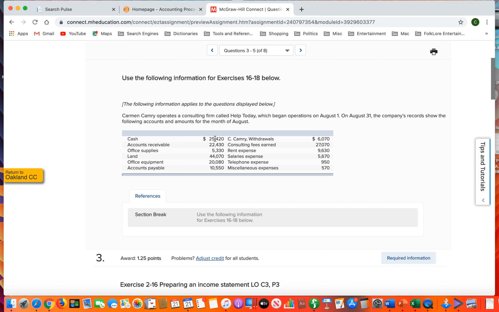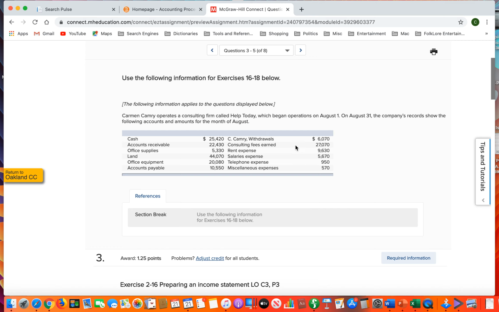Here are your balances in each of the accounts. They want you to prepare an income statement. Now again, which accounts belong on the income statement? Well, again, fortunately, they have them in the order. Now, I may have the order mixed up, and you have to pick and choose what belongs in the income statement. Consulting fees earned or any kind of revenue or sales goes in the income statement, and all the expenses go on the income statement.